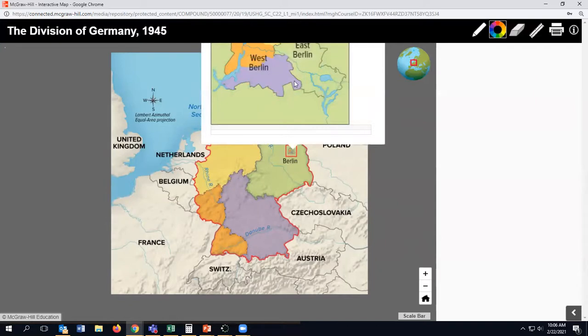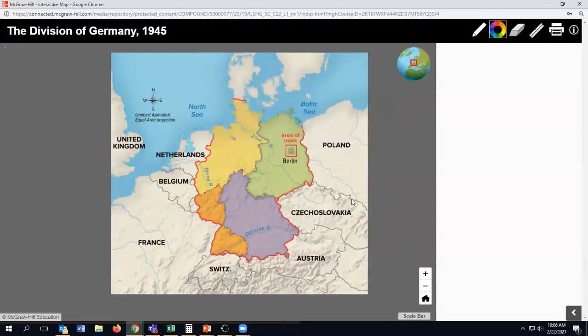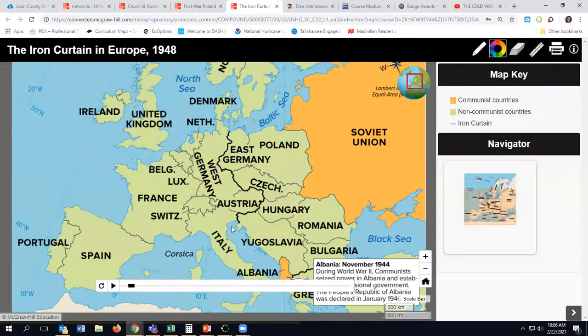Well, they divided up Berlin. There's a better picture in your reading essentials. And again, this was just for the purpose of preventing future wars. All right, so we'll talk about the Berlin Wall next time. I think we've taken up enough of your time.